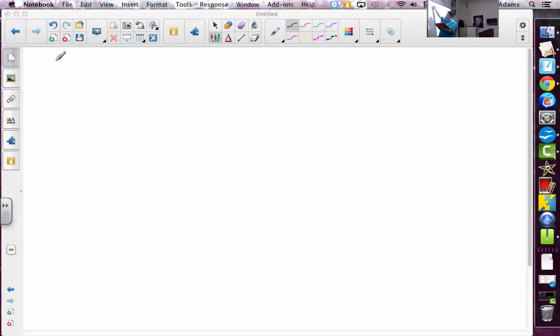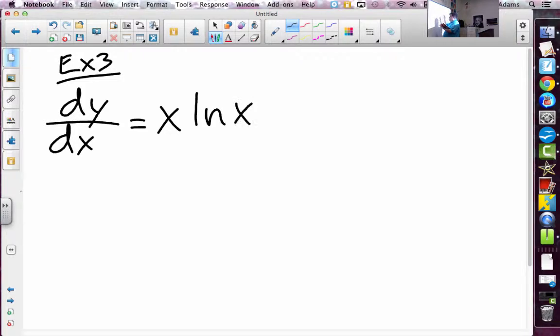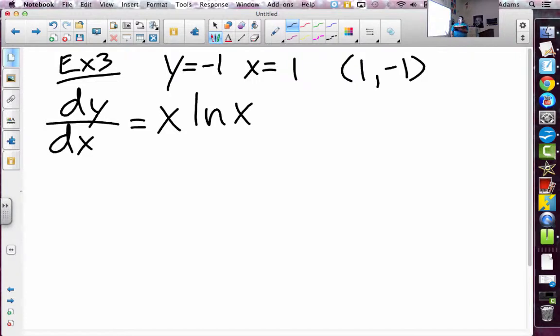Right, so for example number 3, we're going to do an initial value problem. They give us dy dx, and it is x times the natural log of x. And the initial condition is y equals -1 when x equals 1. Now what that really means is that the point (1, -1) is on the curve.